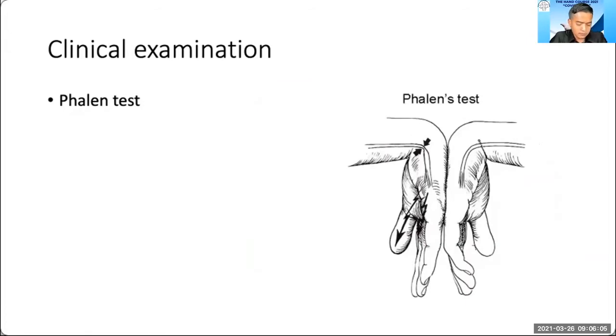Next is the Phelan test, whereby patients are asked to flex the wrist, and within about 30 seconds, the patient will start experiencing numbness in the radial 3.5 digits.